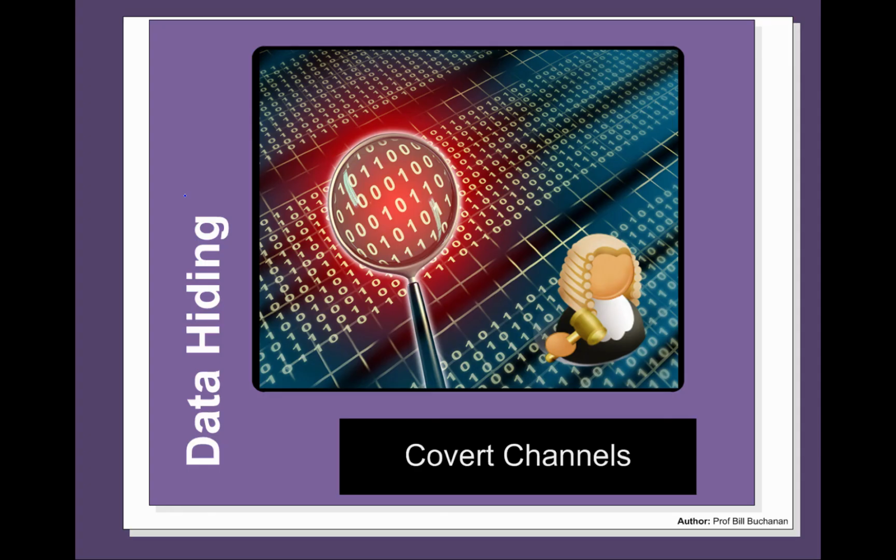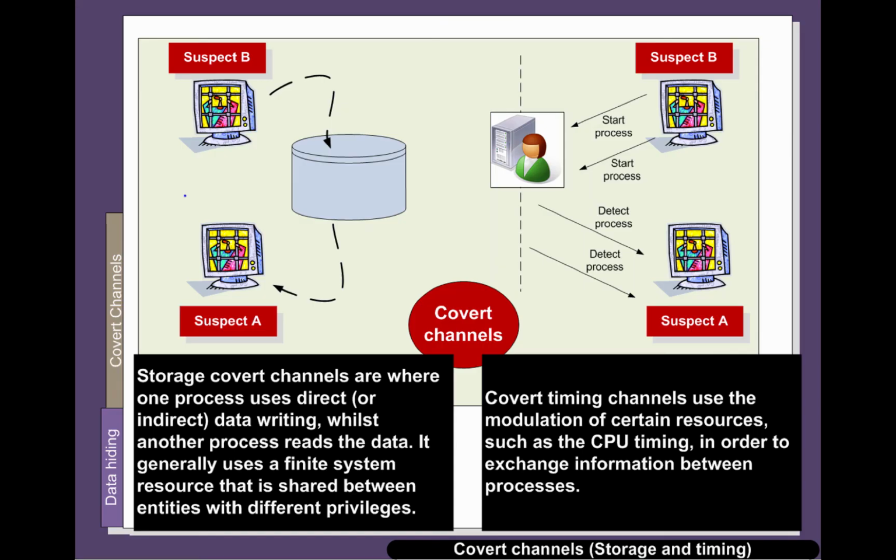And now let's look at covert channels. Covert channels are another method that someone might use to send secret information. It's typically used where two parties are being closely observed, and some messages need to be passed without the observers actually seeing the information.